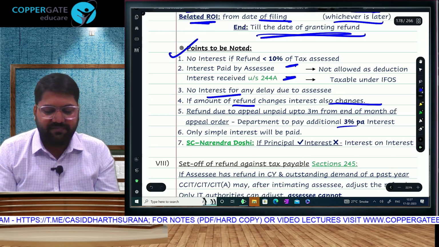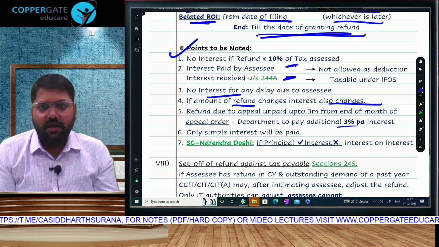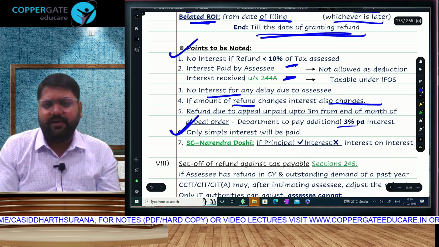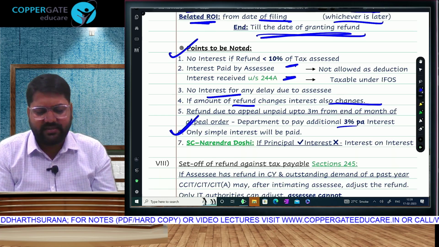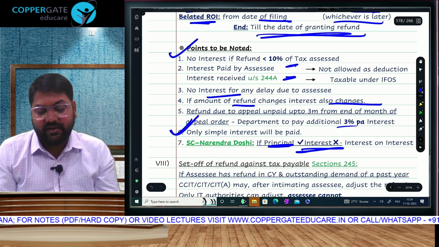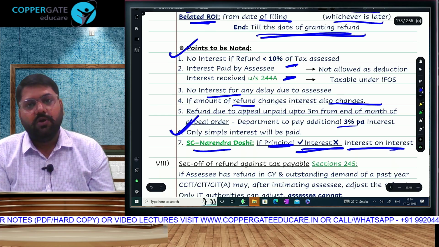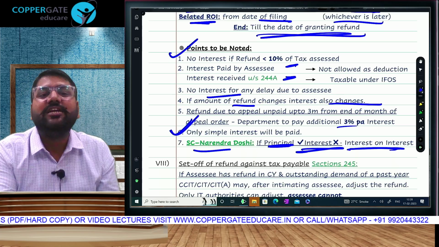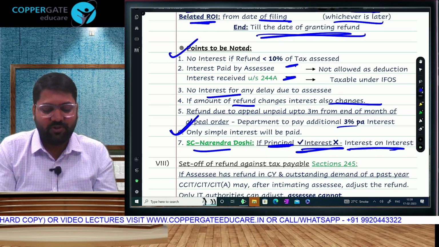There is a time limit within which they have to grant you the refund, otherwise they will give you extra interest. They will always pay you simple interest. There is no concept of compound interest anywhere in income tax. However, if they give the principal and don't give interest, then you will get interest on interest also. Supreme Court judgment, Narendra Modi doshi.